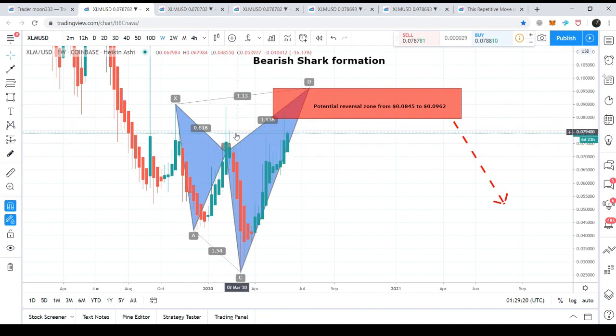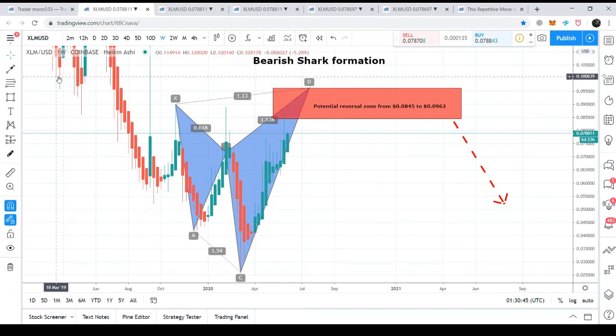I've just ignored this extra spike. And the B to C leg is retraced between 1.13 up to 1.618 Fibonacci. And we have a spike up to between 0.886 up to 1.13 Fibonacci. So here, a complete bearish shark is formed.